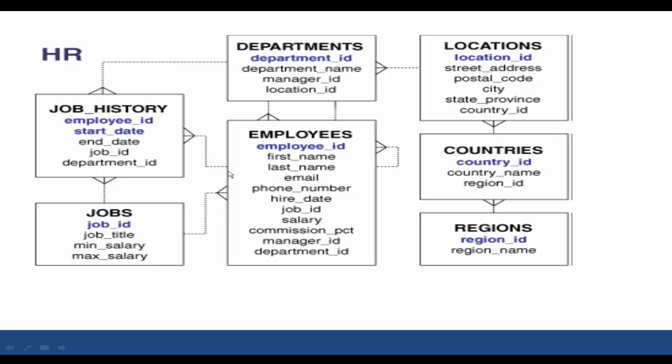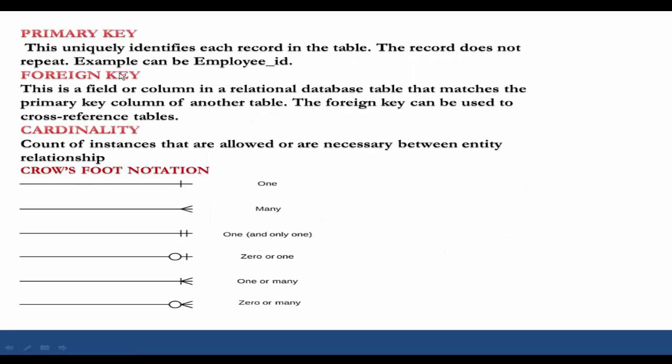As you can see, it's a bridge between the departments table, the job history table, and the jobs table. Alright, so what I'll do, we'll talk about crow's foot, and then I'll come back to this ERD diagram in a minute. Primary key. I mentioned earlier about all tables must have a primary key.